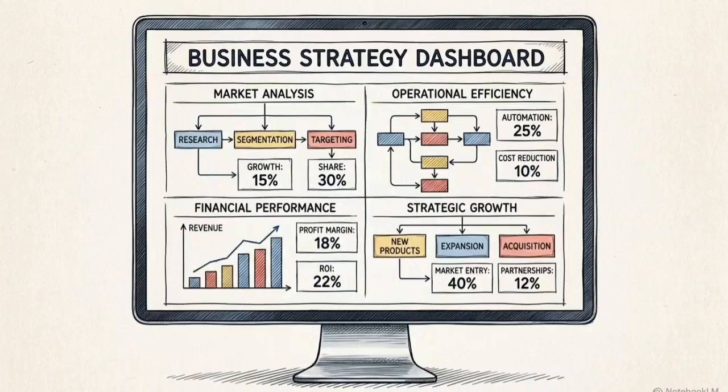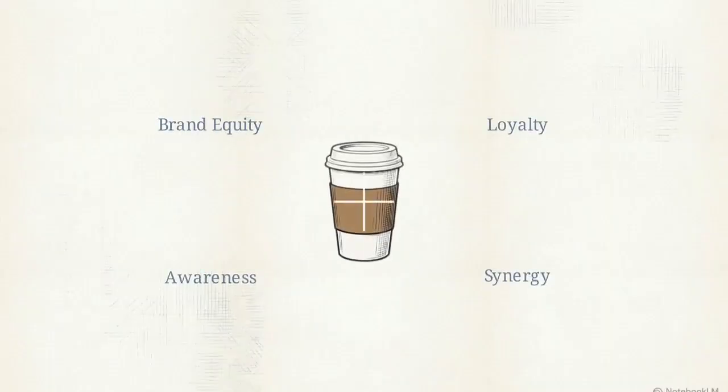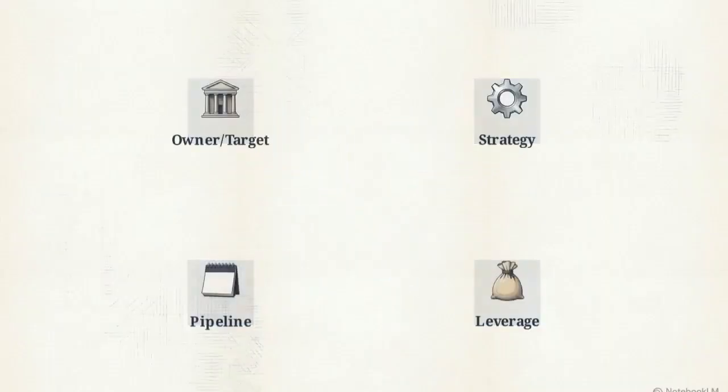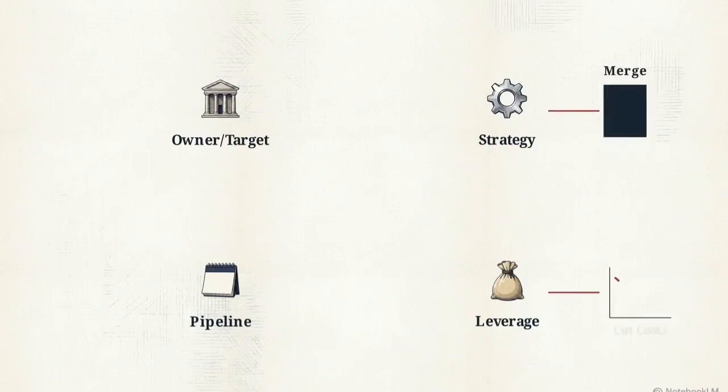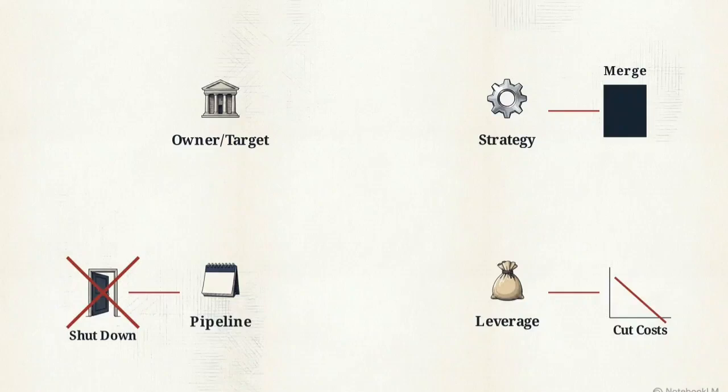Review your finished deal map. You have tracked the owner, classified the strategy, plotted the life cycle, and calculated the leverage mechanics. These 4 sections replace the vague marketing of a brand with a clear mathematical framework. You can now see the specific financial pressures that drive why companies merge, cut costs, or shut down.